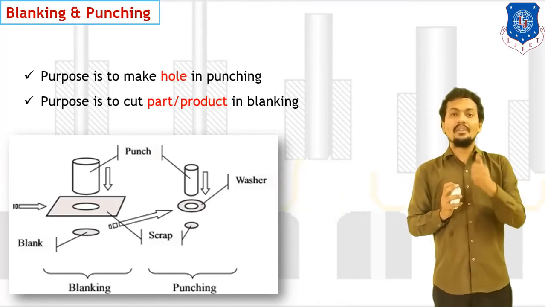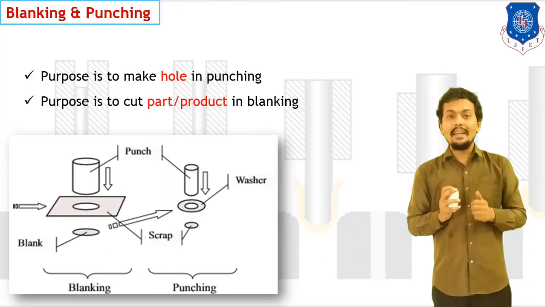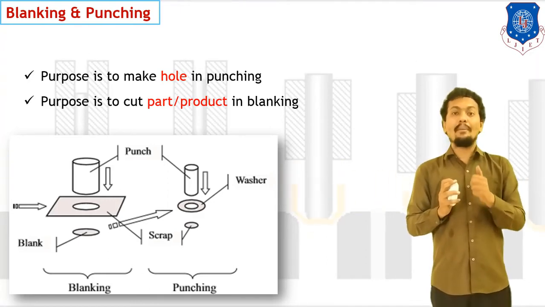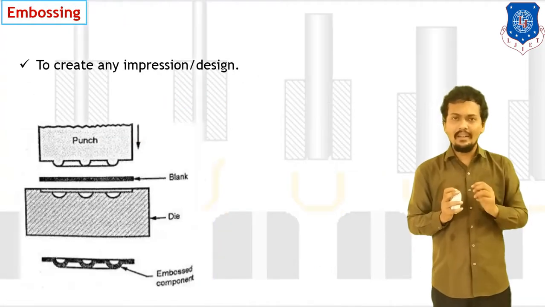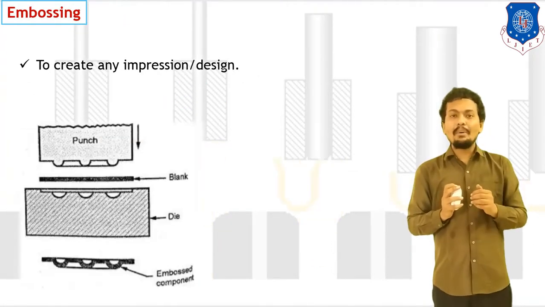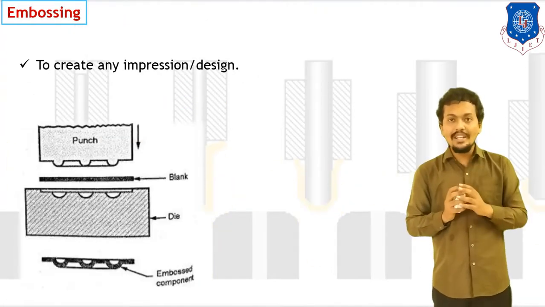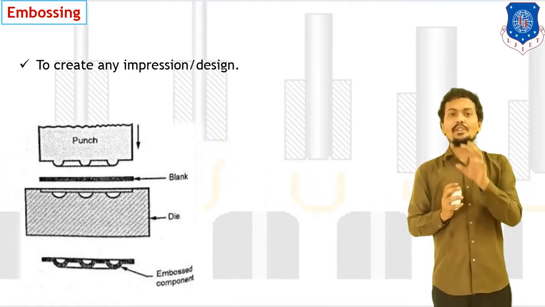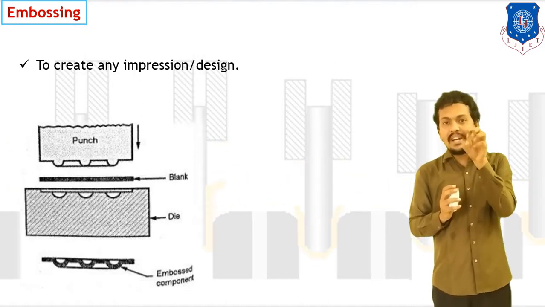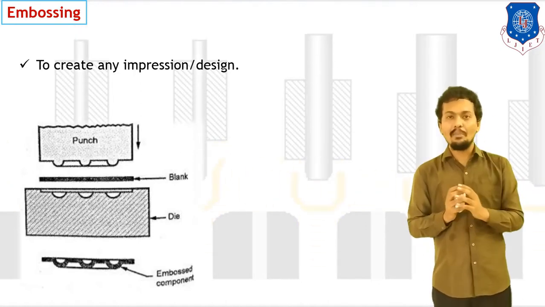So here I mentioned the difference between blanking and punching operation, and both operations are in a similar category, right? After blanking and punching, here I mentioned the embossing operation. What do you mean by embossing? To emboss means to make a projected shape in any sheet metal.